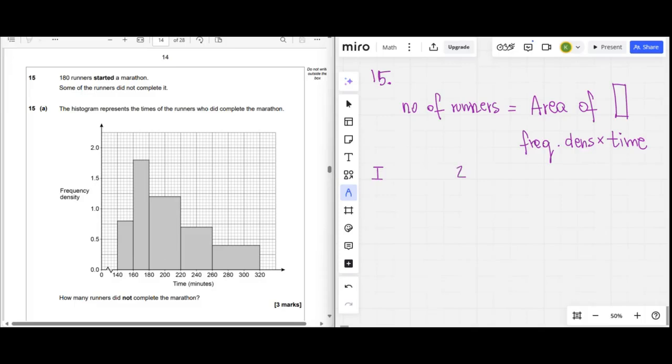So the first block, there is 20 minutes. And the frequency density is, that's 5, that's 75, that's 80. 0.8 or 80. Can you see that? Yes. All right. So 0.8 times 20 is 16. So we had 16 runners in the first block.